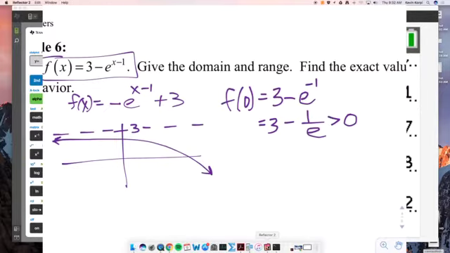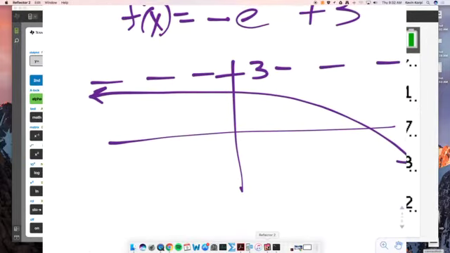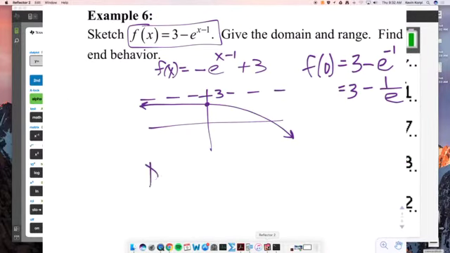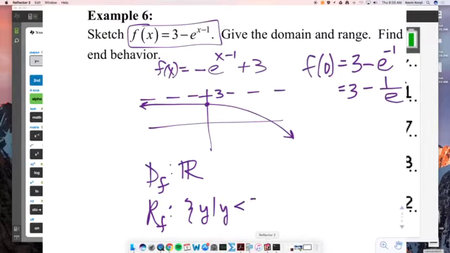Should be positive, right? So is my graph okay to leave it like that? I have it crossing in positive land. Yeah. So the domain of this is all real numbers all day long. And the range of this guy is everything strictly less than 3.